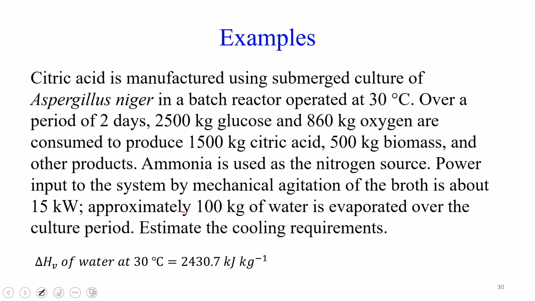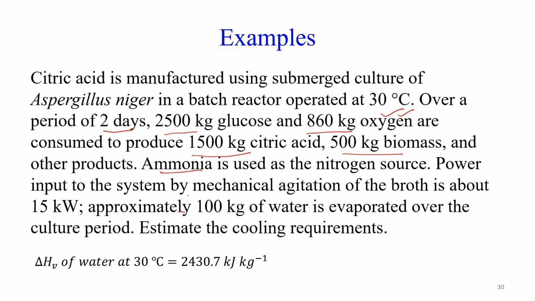For a period of 2 days, 2500 kg glucose and 860 kg oxygen are consumed to produce 1500 kg of citric acid, 500 kg biomass and other product. What is the nitrogen source here? Ammonia is the nitrogen source. So, here it says oxygen is consumed. Oxygen is consumed means oxygen is working as an electron acceptor. So, we should be able to easily calculate the heat of reaction using the first concept.